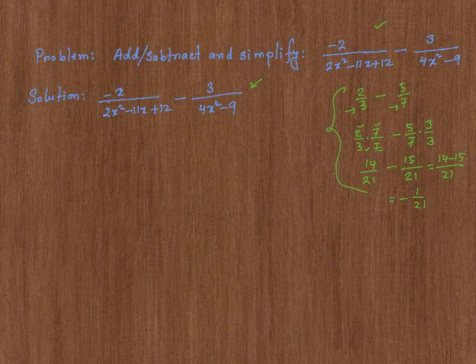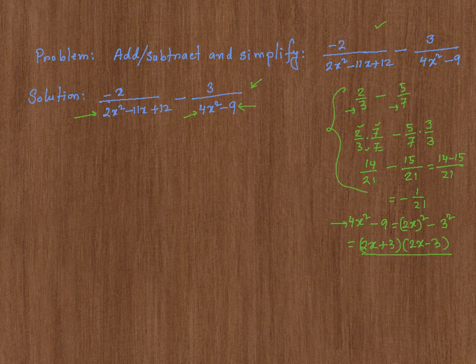We need to find the LCD of the denominators first. However, before we can do it, we have to factor them. So we are going to use difference of squares to factor this one. 4x squared minus 9, which is (2x) squared minus 3 squared, which is a squared minus b squared, which is (a plus b) times (a minus b), is going to be (2x plus 3) times (2x minus 3). So this 4x squared minus 9 becomes this.